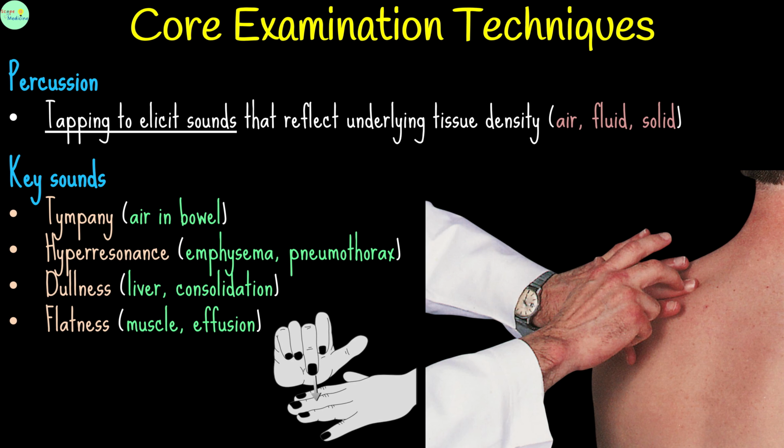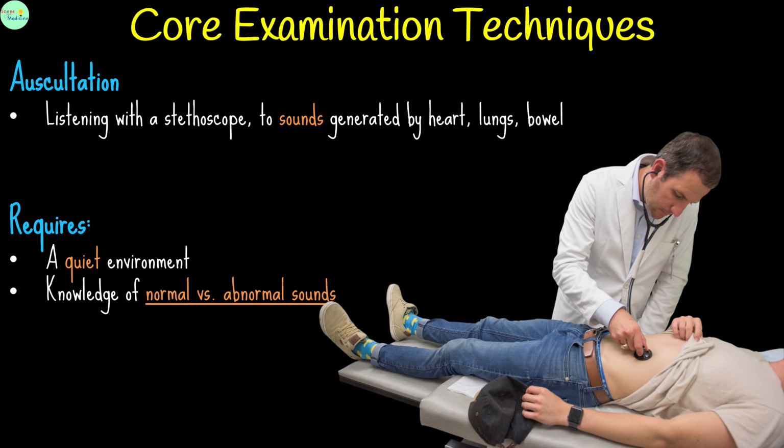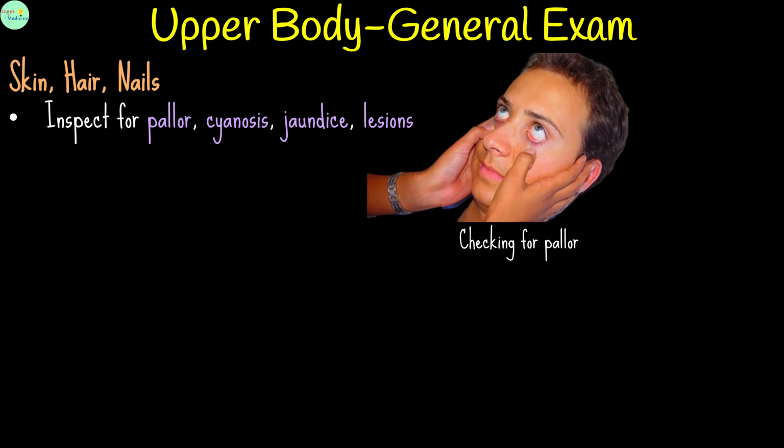The fourth technique is auscultation, listening, always with a stethoscope, to sounds generated by the body, such as heart tones, breath sounds, and bowel sounds. This requires a quiet environment and practiced knowledge of normal versus abnormal sound profiles. Let's apply these techniques in a regional approach, starting with the upper body. Begin with a general inspection of the skin, hair, and nails.